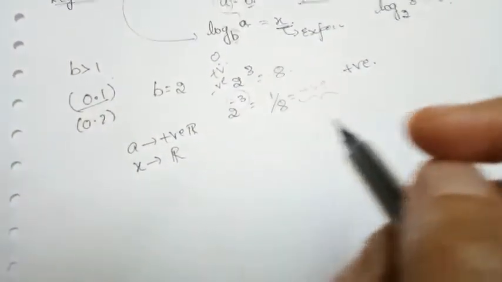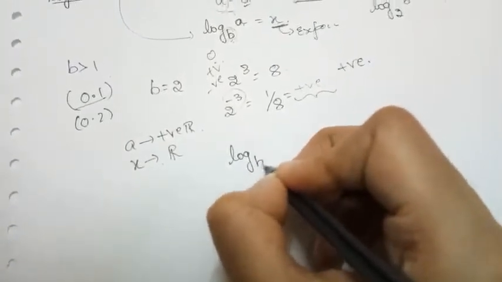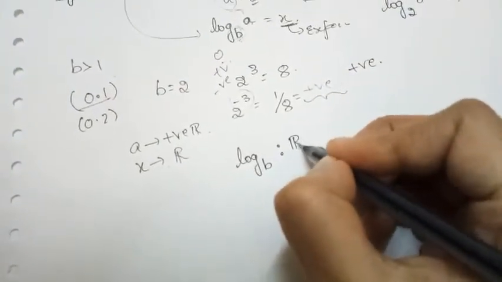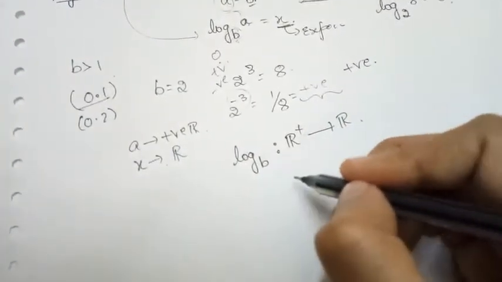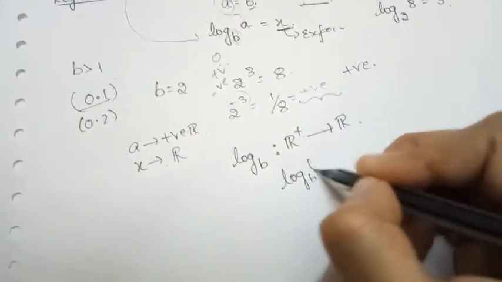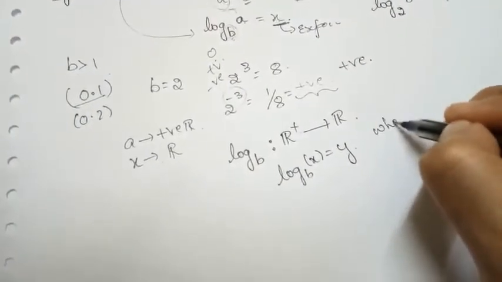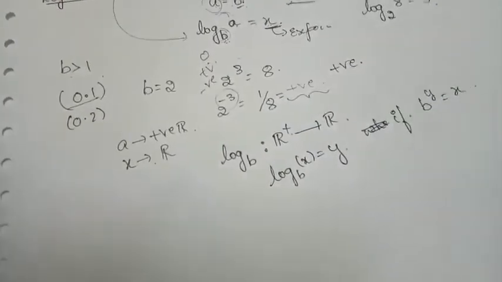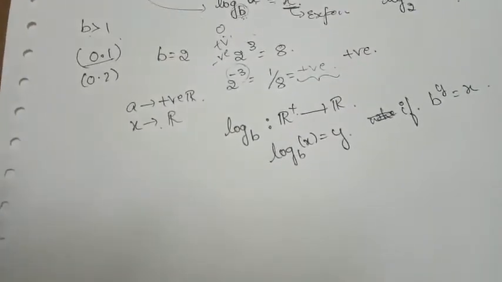So if I am going to define this logarithmic function, how will it be defined? Suppose log b is a function defined from the set of positive real numbers to the set of real numbers. Then it is defined like this: log b of x is equal to y if b power y is equal to x. This is the definition of log b of x.